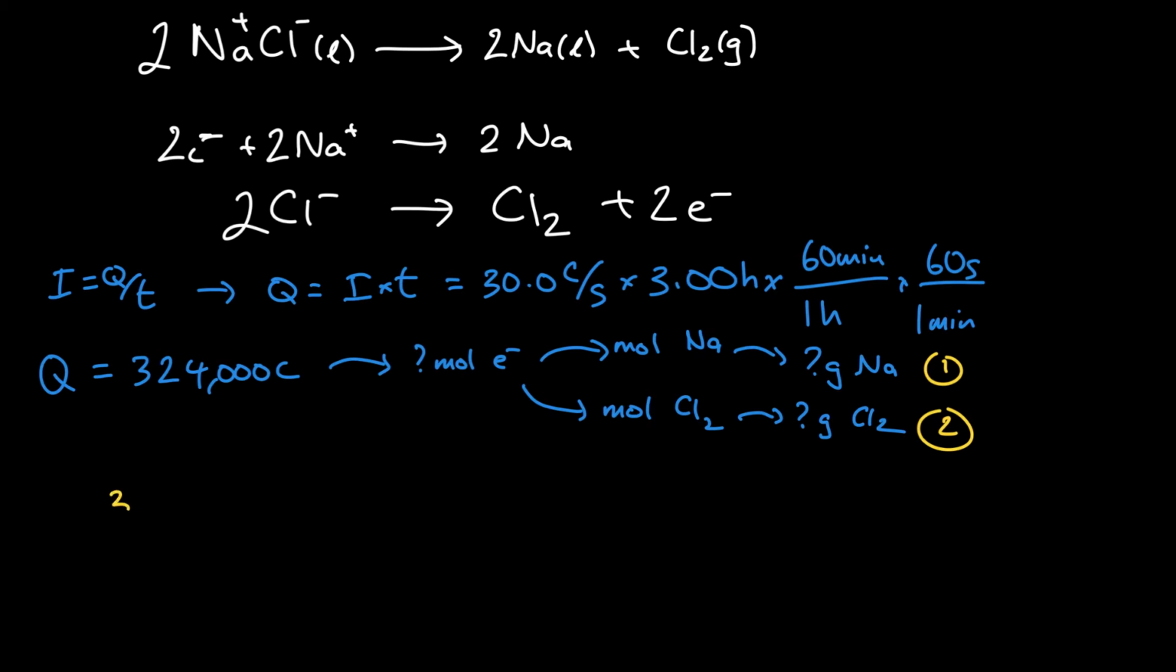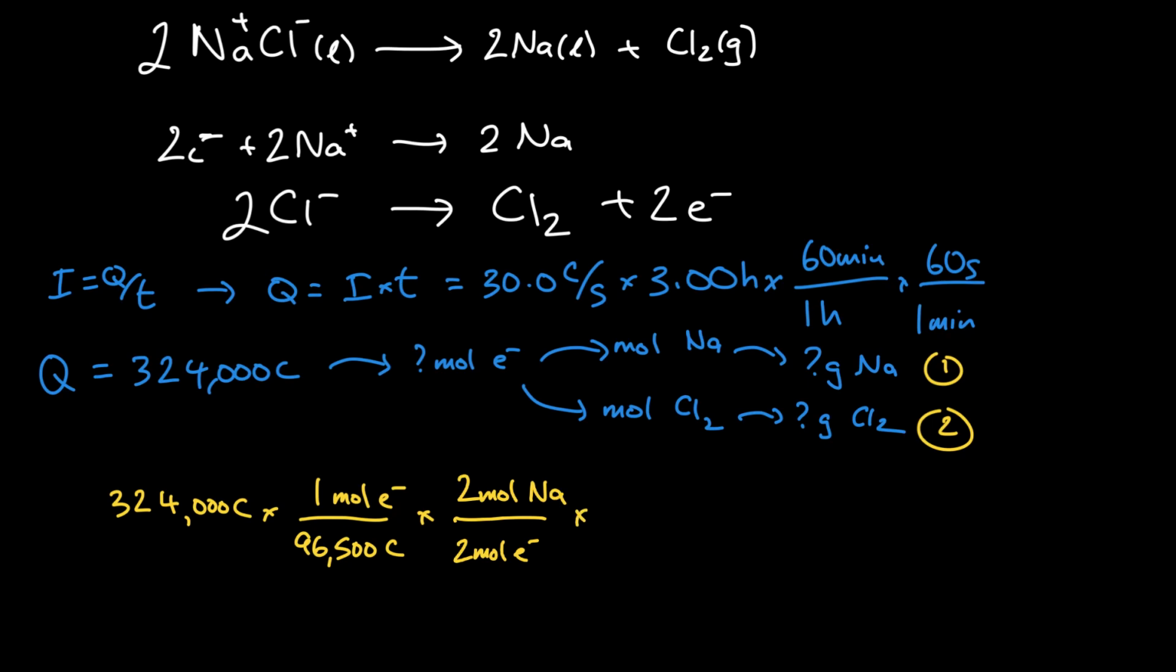So I'm going to start with 324,000 coulombs of charge. I know that the Faraday constant tells me that there is 96,500 coulombs of charge per 1 mole of electrons. All right, so now we got it in moles of electrons. So how do we relate that to moles of sodium? Well, we know that 2 moles of electrons make 2 moles of sodium. So we can go ahead and write that relationship there. So 2 moles of electrons, 2 moles of sodium. If we stop there, we get moles of sodium.